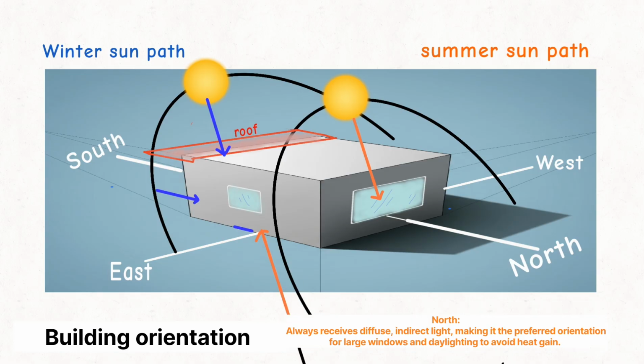North always receives diffuse, indirect light, making it the preferred orientation for large windows and daylighting to avoid heat gain.